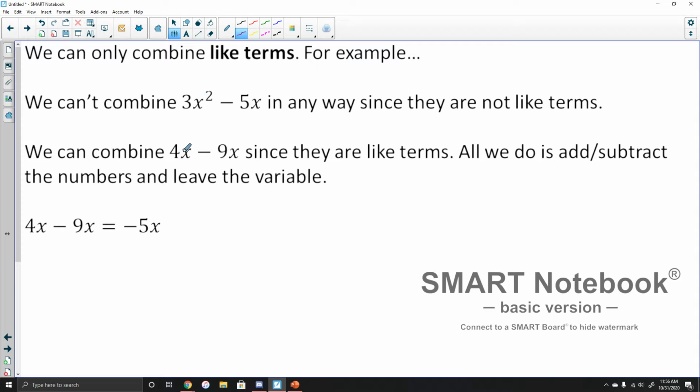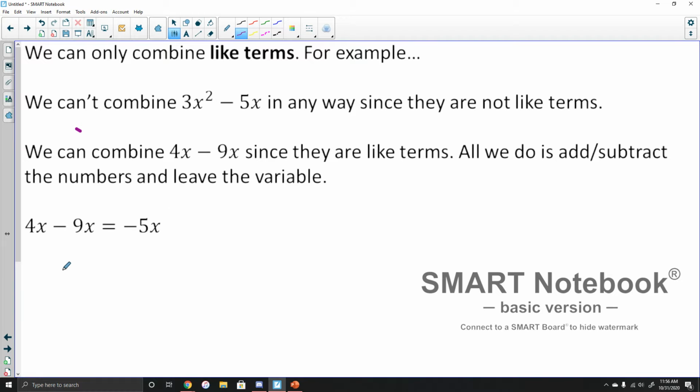But for example, we can combine 4x minus 9x since they are like terms, right? Since they have the same variable x and they're both to the same power, which is an invisible 1. And so when we do this, all we do is add and subtract the numbers and leave the variable, right? We have 4x minus 9x. How I like to say it is we have 4 of something, and then we subtract 9 of that same something. So how much is left? And the answer would be -5 of that something. But when I say that something, I'm talking about x, right?